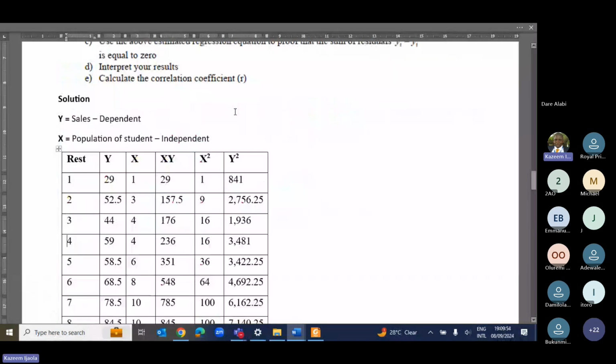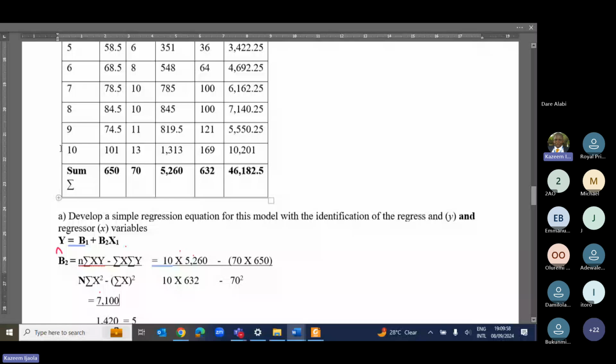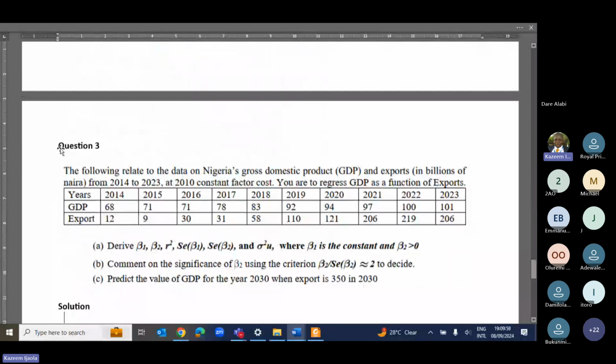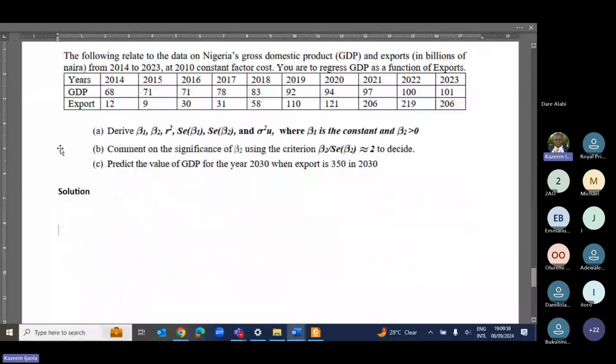So I have the solution. This is my table. How many observations do we have first? 1, 2, 3, 4, 5, 6, 7, 8, 9, 10. So we have ten.